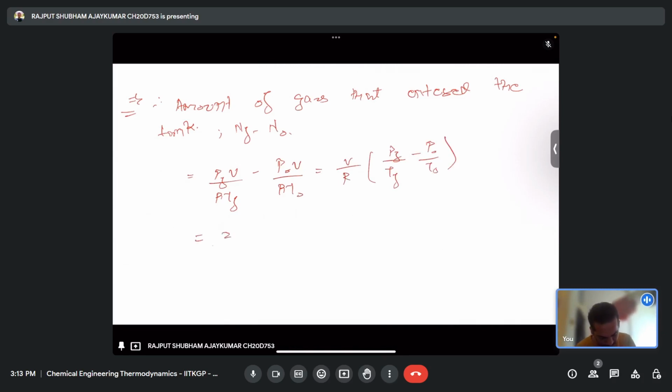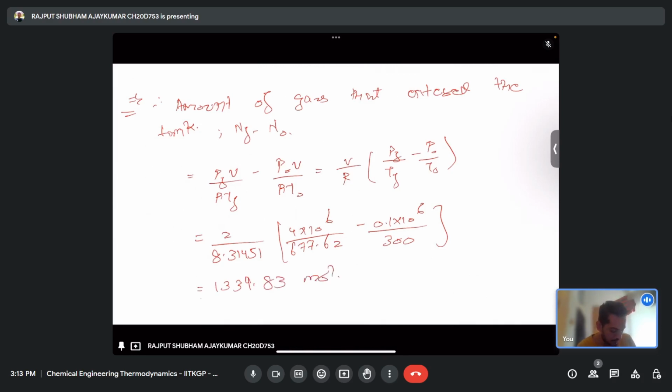So volume is given as 2 meter cube. R is 8.31451 joule per mole Kelvin. Final pressure is 4 megapascal, final temperature is 677.62 Kelvin. Initial pressure is given to us as 0.1 megapascal, so 0.1 into 10 to the 6, divided by T naught, which is 300 Kelvin. We'll solve this out and you'll find it comes to 1339.83 moles. So this is the final amount.